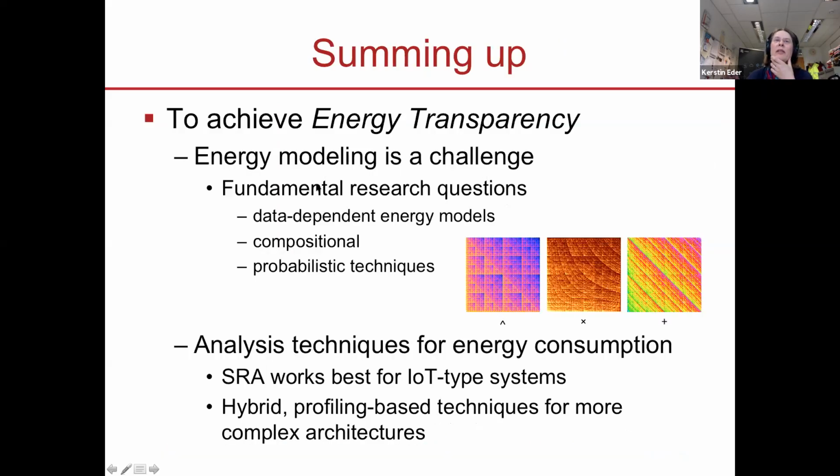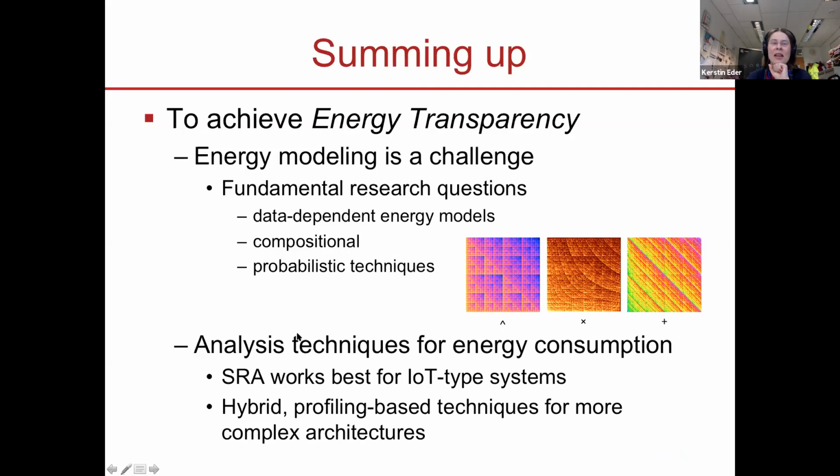Okay, so now let me sum this up. To achieve energy transparency, we need energy models. Now, energy modeling is a challenge in its own right. There are fundamental research questions in terms of worst case energy models, data-dependent energy models, compositional. Can they be made compositional? Can we use probabilistic techniques? Can we do any better than what we have currently done to allow us to do estimations of energy consumption that are both safe and also tight, and we can say that with confidence? So there's a lot of fundamental research that still needs to be done, and maybe some of you are interested in this.